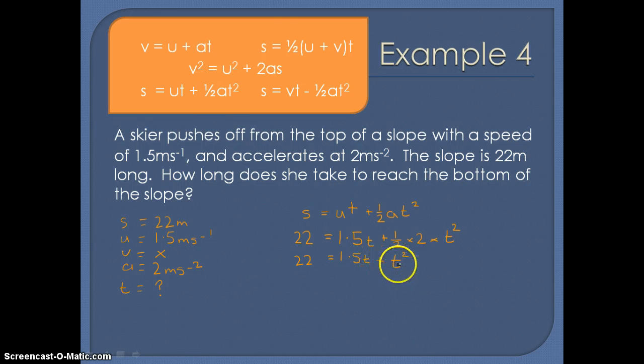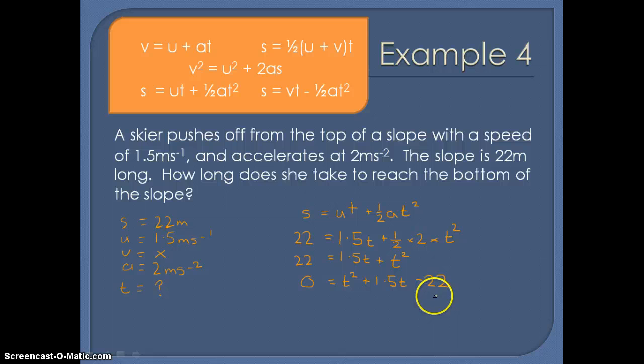Now what you should notice here is we're actually coming out with a quadratic equation. We've got T squared, we've got a term with T in, and we've got a constant term. So if we're aiming to solve a quadratic equation, we should try and rearrange to make it equal 0. So we can subtract 22 from both sides of the equation to make it equal 0. I'm also going to change the order to write the squared term first. So T squared plus 1.5T minus 22 must equal 0.